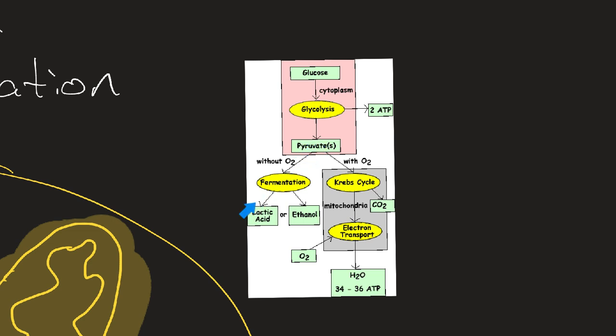All the pyruvate goes in this direction. If you're a mammal or a lot of eukaryotes, you're going to produce lactic acid. If you're a yeast or a bacteria, you're going to produce ethanol. All right, and CO2, by the way.